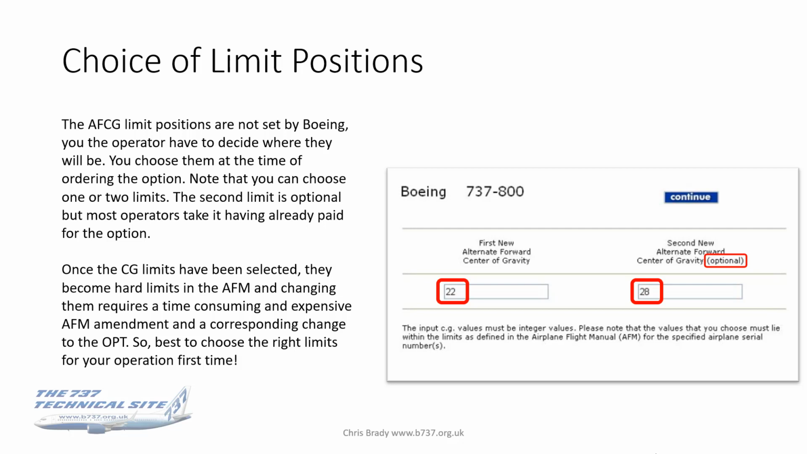Note that you can choose 1 or 2 limits. The second limit's optional, but 99% of operators take it because basically it's the same cost to have 1 as it is to have 2. So if you already pay for it, you might as well use it. Now, once these CG limits have been selected, they become hard limits in the AFM, and changing them requires a time-consuming and expensive AFM amendment and a corresponding change to the OPT. So really, it's best to choose the right limits for your operation first time. So what on earth might those right limits be?